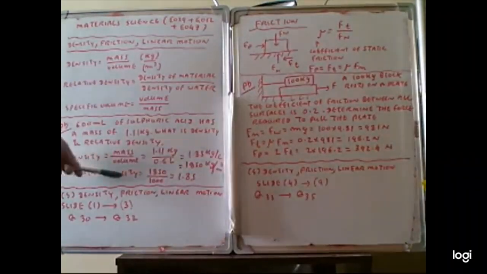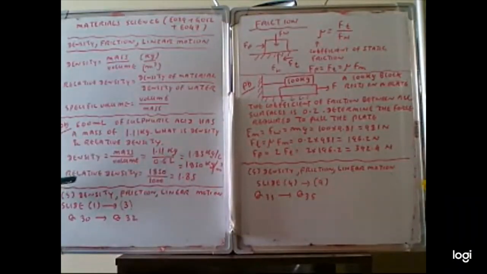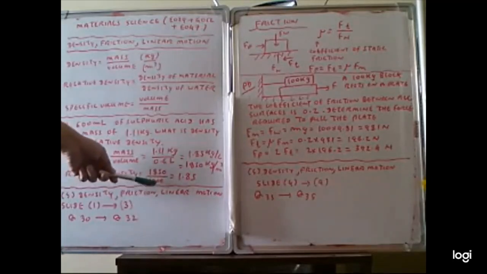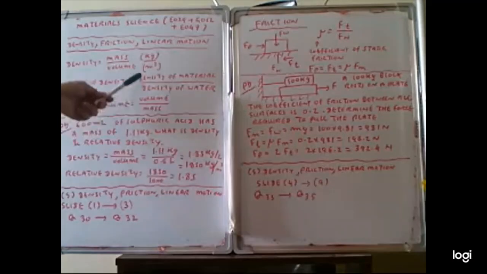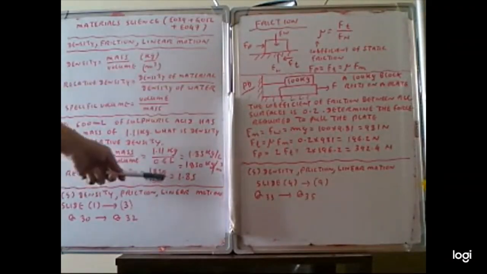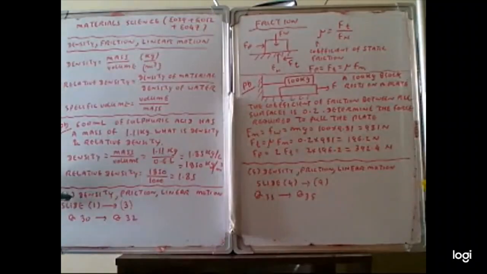For relative density, the density of the sulfuric acid is 1850, and the density of water is 1,000 kilograms per cubic meter. So we find the relative density: density of the material divided by density of water. 1850 divided by 1,000, you get 1.85. Based on the density formulas and the example, you have to do the following study. Topic 5, density, friction, and linear motion: study slides 1 to 3, and do the exercises, question 30 to question 32.